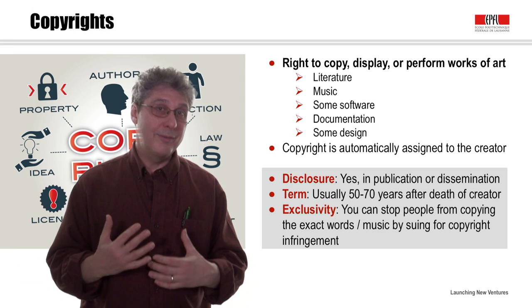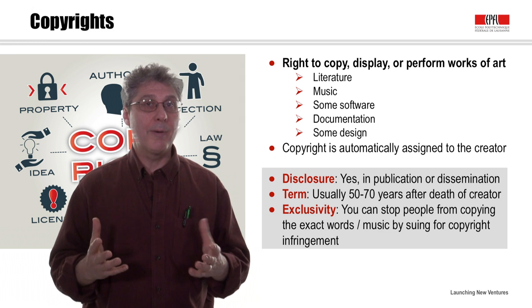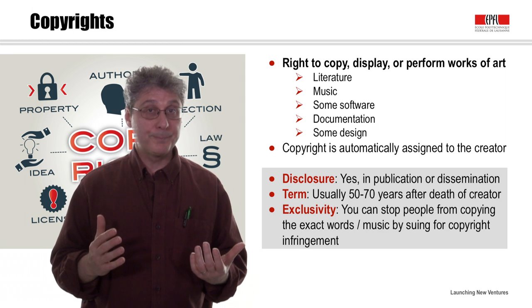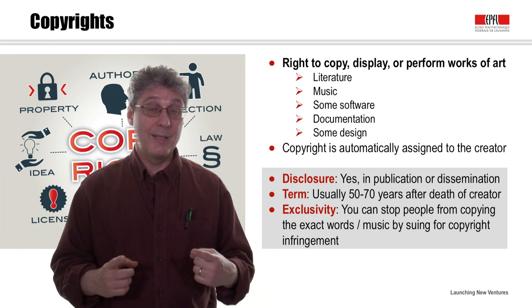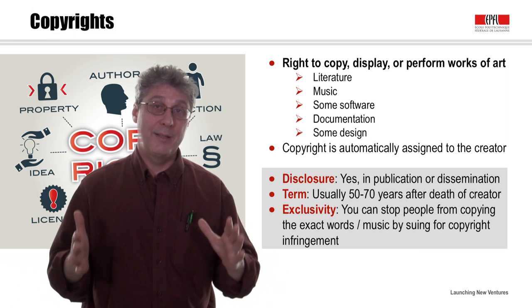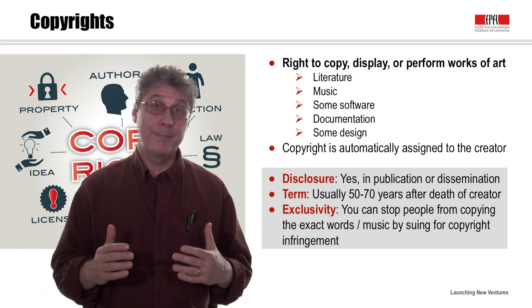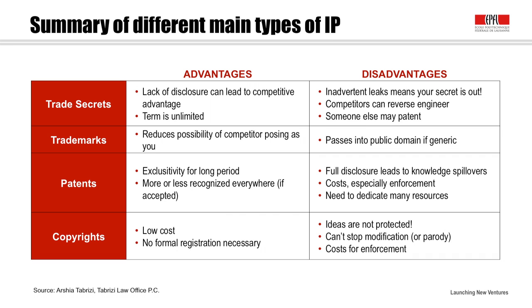So, copyrights are enforceable, but it has to be more or less an exact copy. Okay, here's a summary of the different types of intellectual property with some of the major advantages and disadvantages of each of them. All right, let's just walk through them really quickly.